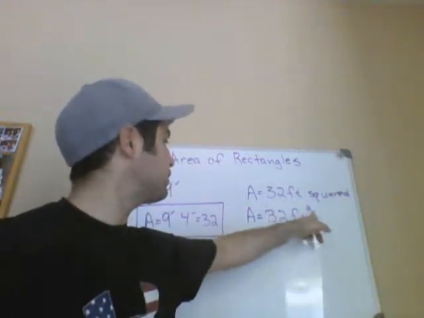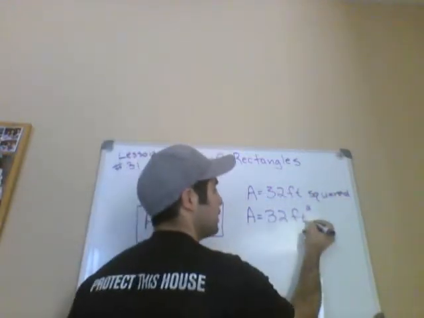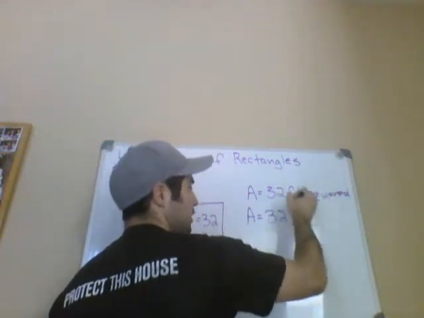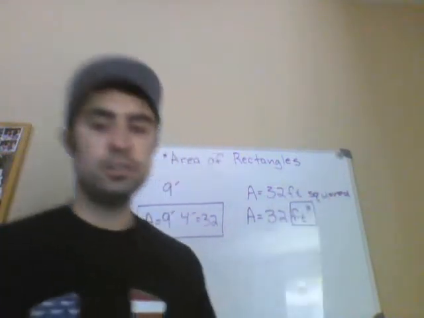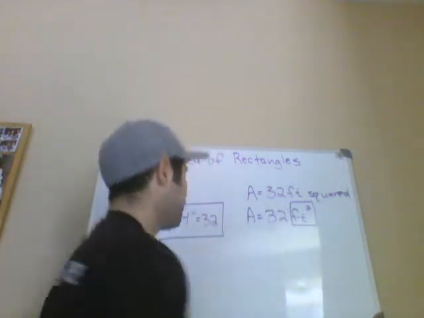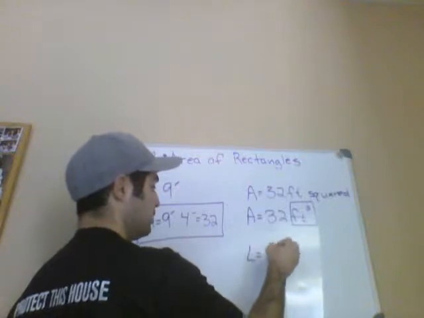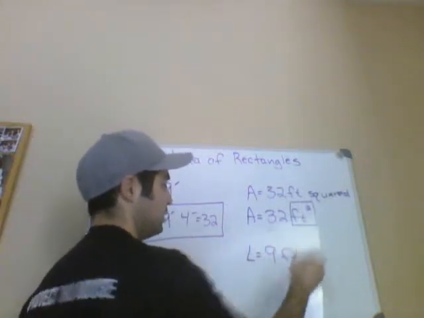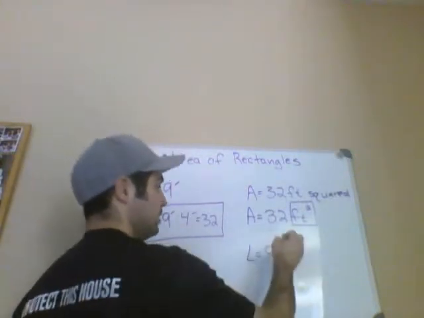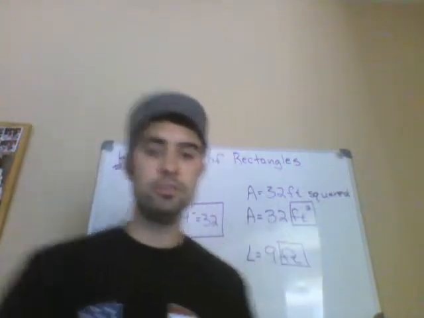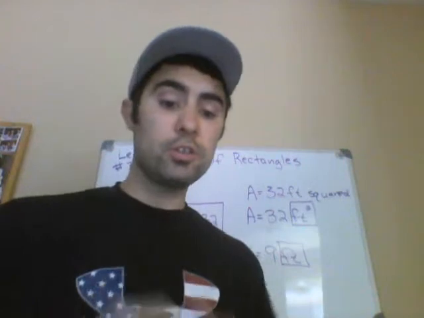That little 2 in the air right there means squared. So this is feet squared. That right there is the unit of measurement that we use to describe area. If we're talking about length, the length of this would be 9 feet. No little 2 in the air. So that would be the unit of measurement that you use to describe length.